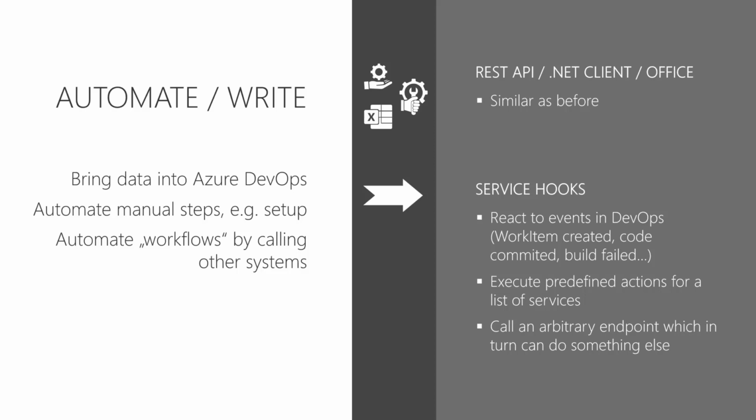For example, when a work item is created, when code is committed, when a build has failed, when someone has created a comment, lots of things that are happening in Azure DevOps, we can then call something else by either executing a predefined action, and we will look into a minute what those actions could be, or we can call an arbitrary endpoint, which then in turn can do whatever you have created that endpoint to do.